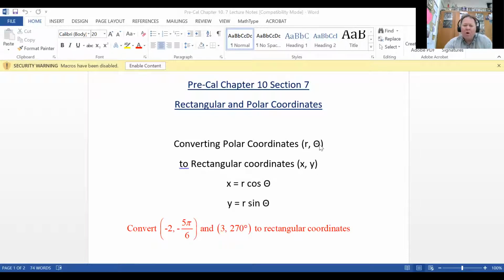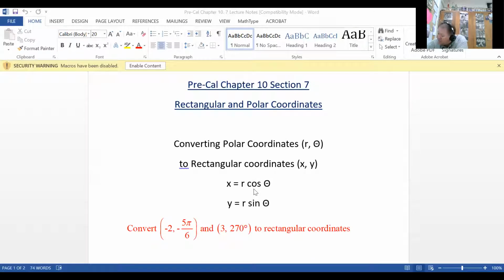Suppose you have r and theta and you want x and y. Well, here it is. The x value is r cosine of theta, right? Makes sense. If we have a picture.